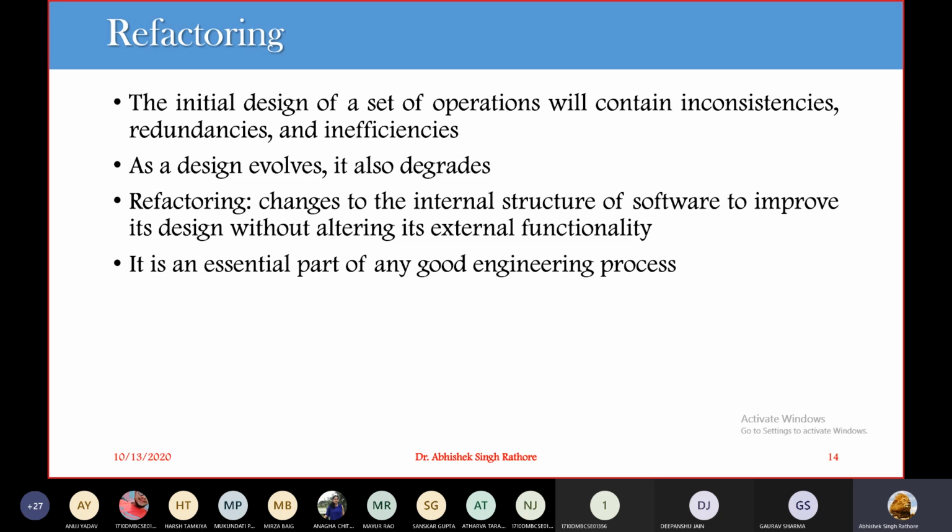In addition to that, as our design evolves, it also degrades.